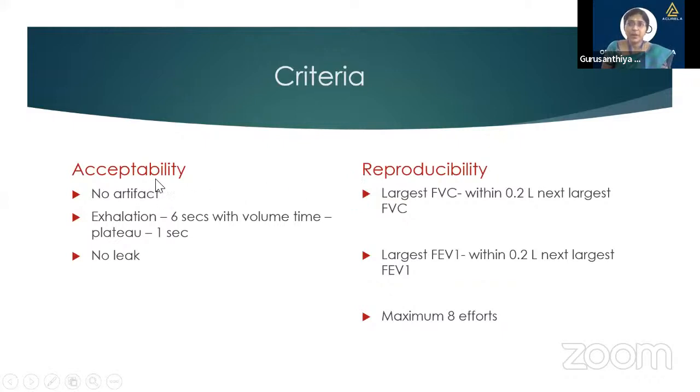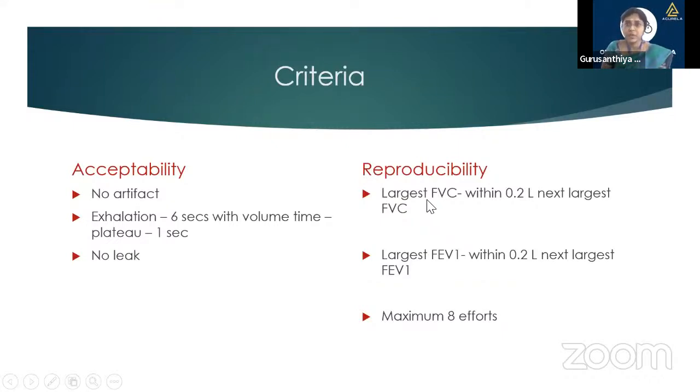So to do a spirometry, there should be no artifact, there should be no leak, there should be no early glottic closure, and the patient should not cough in between the spirometry assessment. And in exhalation, there should be at least 6 seconds in the volume time graph with a plateau for at least about 1 second.